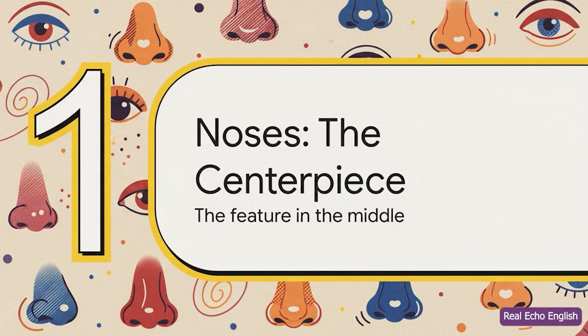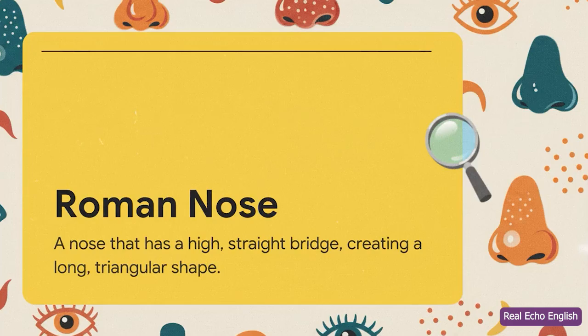So, how do we build this new vocabulary? Well, it's simple. We're just going to tackle the face piece by piece. And it makes sense to start right in the middle, with the one feature that pretty much defines a person's profile, the nose. Okay, first up, the Roman nose.